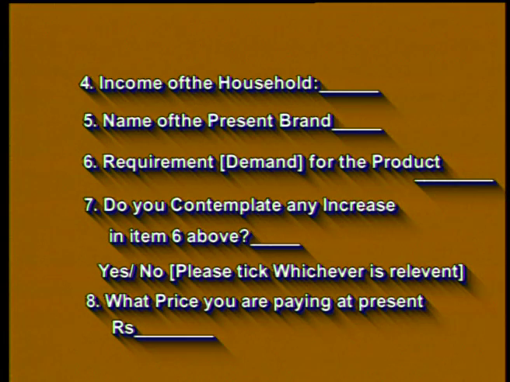The 6th question will be the requirement for the entire household at present for the product. This will be in terms of either per month or per annum, whichever way the respondent responds. Then the next question will be, do you contemplate any increase in the above requirement in the next 1 or 2 months, or 1 or 2 years if he is able to tell, otherwise 1 or 2 months.